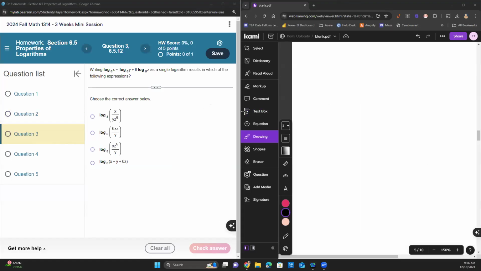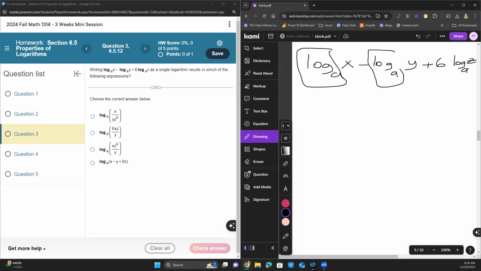So question 3 is, this time, we're going to rewrite this expression as a single logarithm. What I have here is log base a of x minus log base a of y plus 6 times log base a of c. The good thing is all of these logarithmic functions have the same base, which allows me to use the properties. Now, these two, I can write them together.